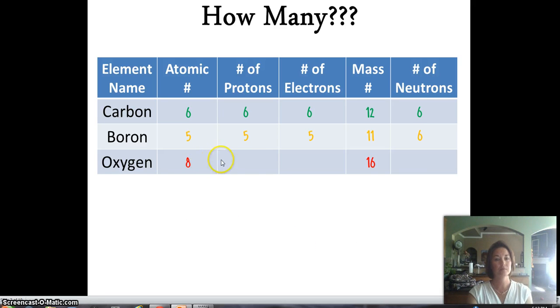Atomic number of 8, number of protons should be 8. If it's a neutral atom, the electrons will be 8. If the mass number is 16, MAN, 16 minus 8 is 8.